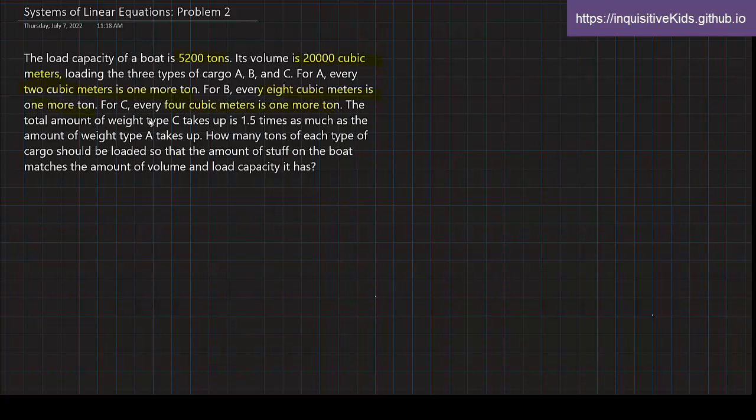The total amount of weight type C takes up is 1.5 as much as the total amount of weight type A takes up. How many tons of each type of cargo should be loaded so that the amount of stuff on the boat matches the amount of volume and load capacity it has?